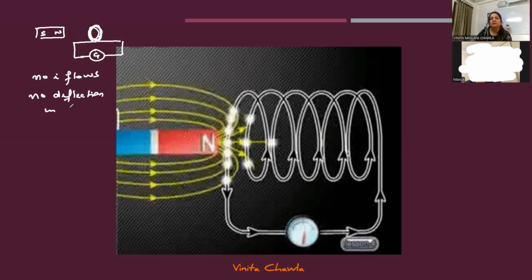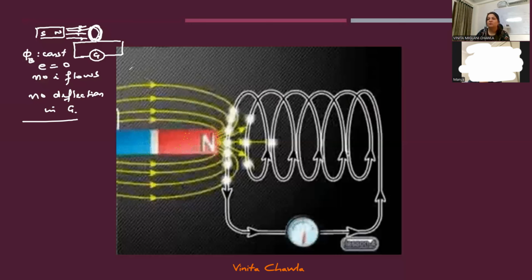because the deflection in the galvanometer indicates the current flowing in the circuit. If there is no deflection in the galvanometer, it means no current is flowing in the circuit. Why is no current flowing? Because there is no movement, right? There is no relative motion between the coil and the magnet. The number of field lines entering the coil is still the same, but this magnetic flux is constant. Phi B is constant, hence no EMF is induced.